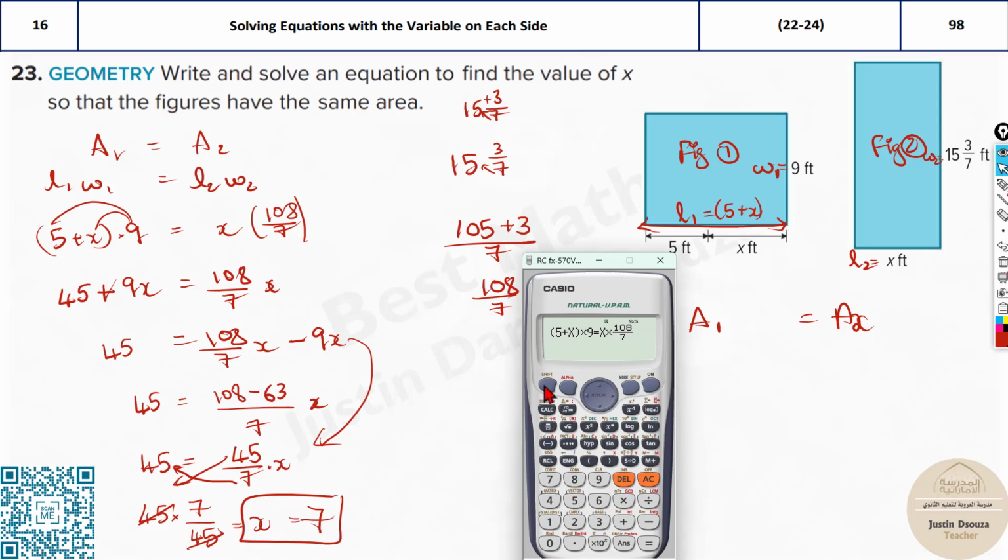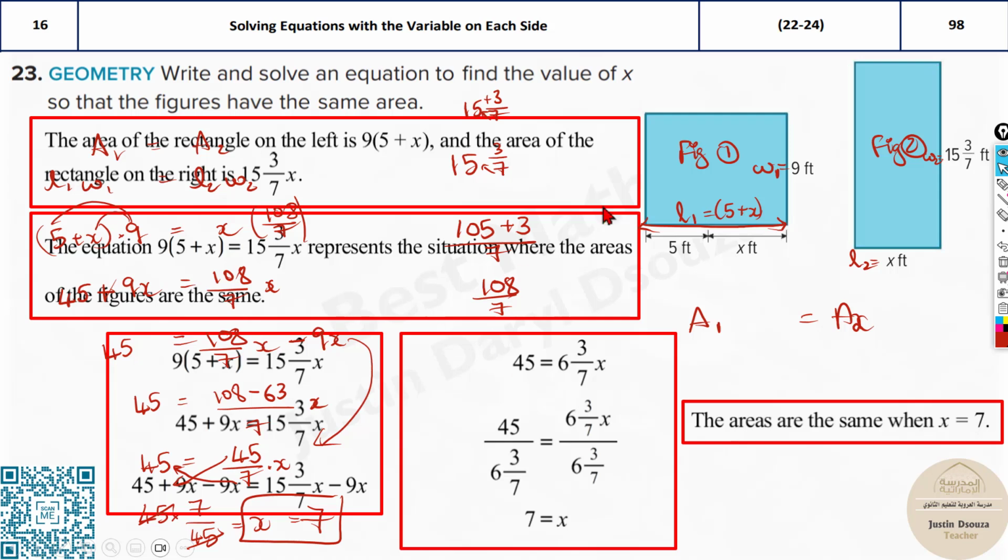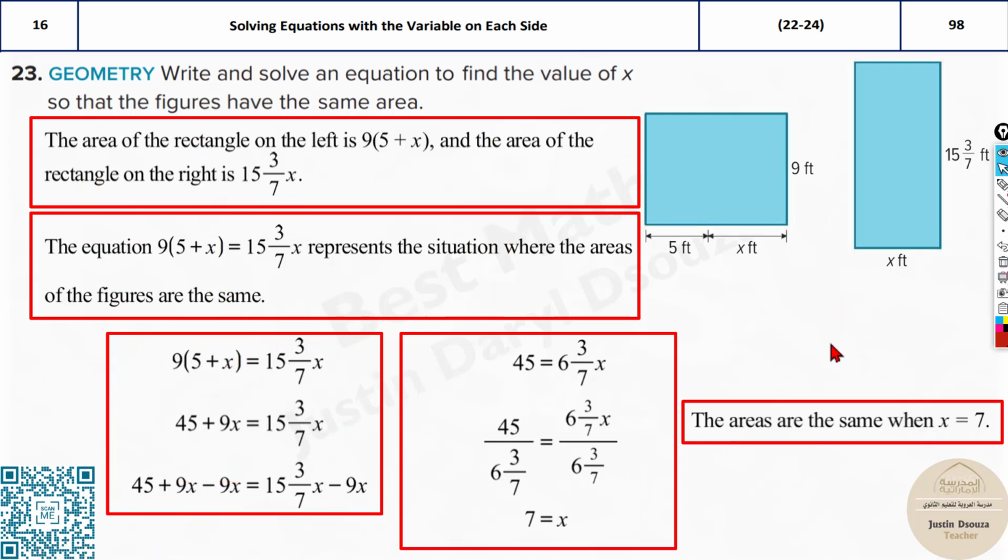And then what we do is shift and solve and then press equal to. The answer is 7. Yes, that's correct. So if you write all this, absolutely full marks.